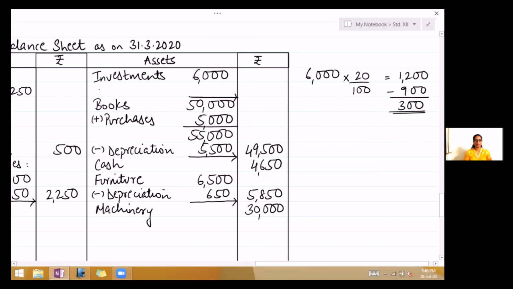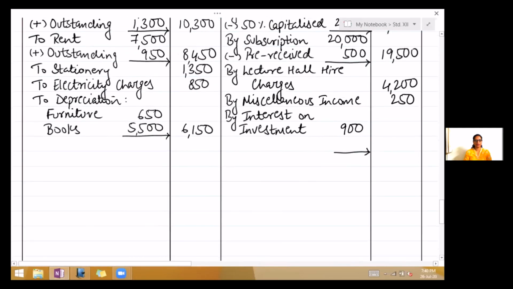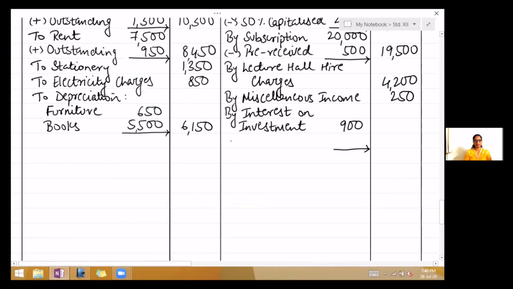So this 300 is now to be received. So first effect, add interest accrued 300. Add it, take it to the outer column, 6,300. And the second effect, you will show it on the income side. We have written there by interest on investment 900. So add it, right? Add interest accrued 300 and outer column 1,200.